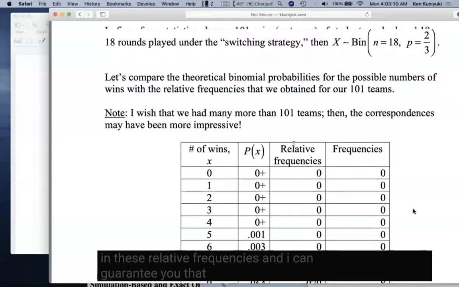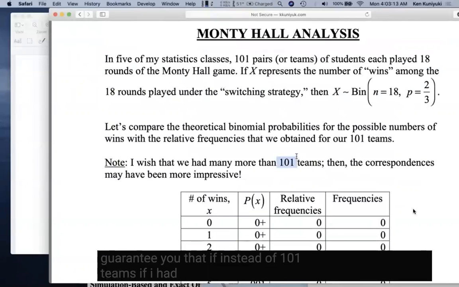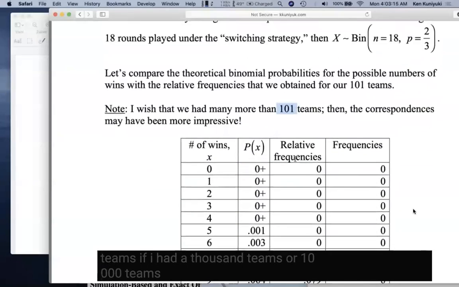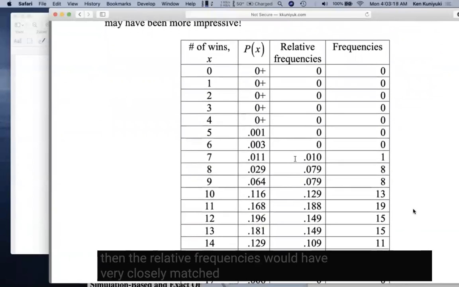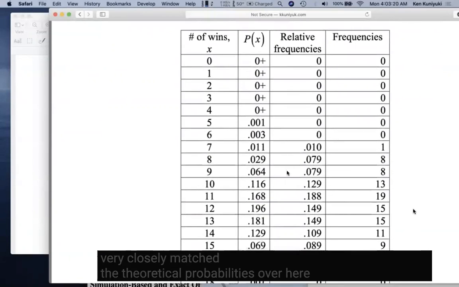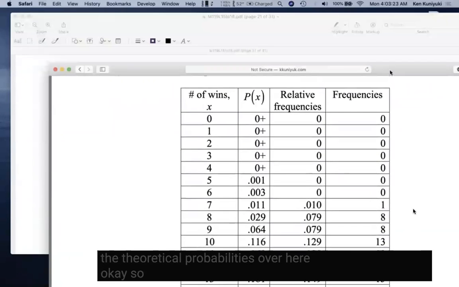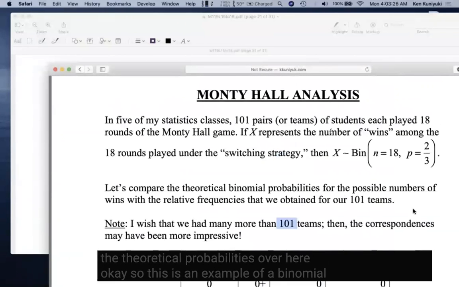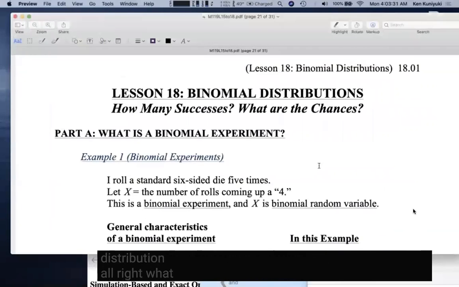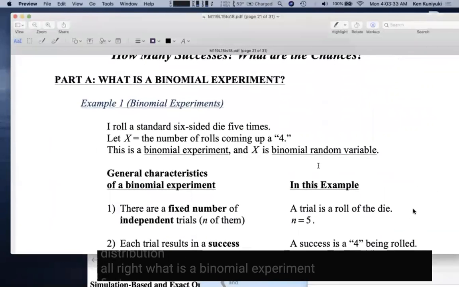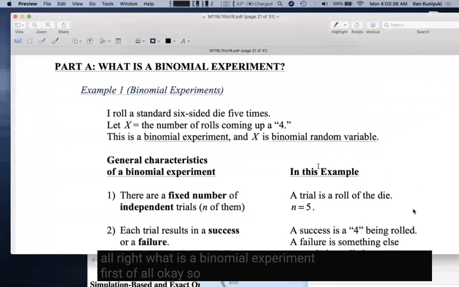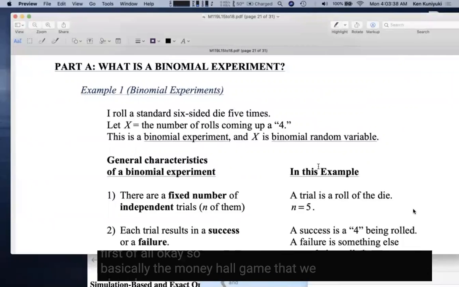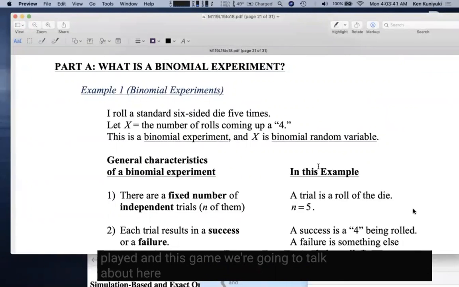And I can guarantee you that if instead of 101 teams, I had 1,000 teams or 10,000 teams, then the relative frequencies would have very closely matched the theoretical probabilities over here. Okay, so this is an example of a binomial distribution. What defines a binomial distribution? What is a binomial experiment? Basically, the Monty Hall game that we played and this game we're going to talk about here are going to represent binomial experiments, which give rise to binomial distributions.